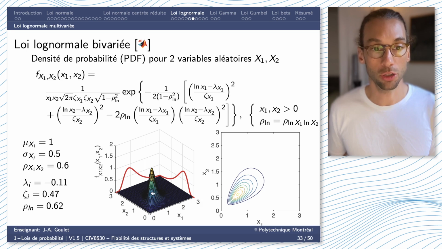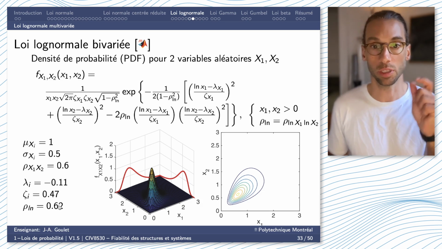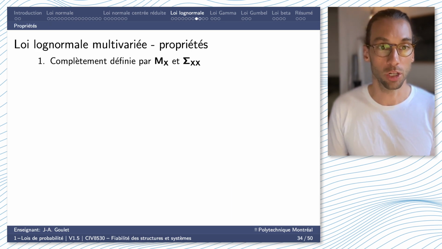You can see the marginals, you can see that joint PDF, and the corresponding contour here. You can see the mean for each variable, and you can see the corresponding lambda and zeta values. You can see the correlation coefficient in the log normal space is 0.6, in the normal space is 0.62. So it's still close to each other.